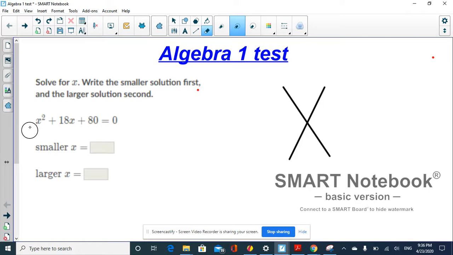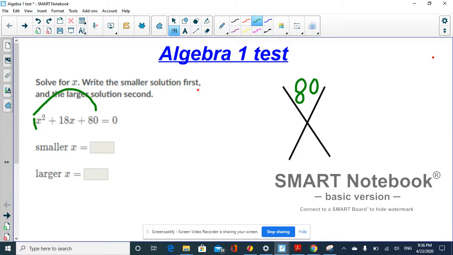To factor this, we have the coefficient of x squared, 1, and the constant 80. Multiply them together. 1 times 80 gives you 80, and the coefficient of x, 18, put it down. Then you have to think about two numbers. If you multiply, the product is 80, and if you add, the sum is 18. I think you know these two. Yeah, that's 8 times 10. 8 times 10 is 80, and 8 plus 10 is 18.